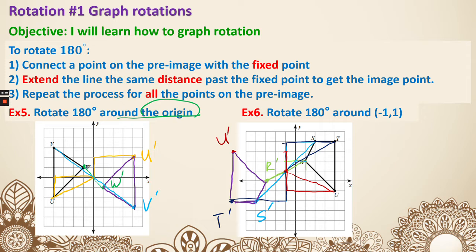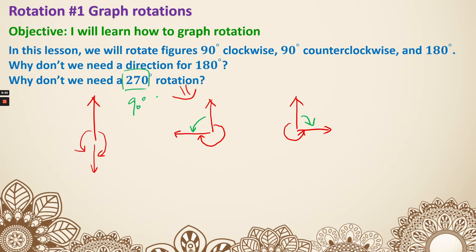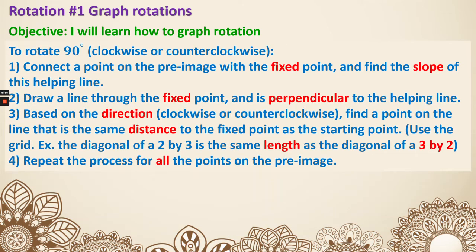Now we're going to go back to actually talk about the perpendicular stuff. So flip back to the previous page. We are going to talk about how to rotate 90 degrees. We're going to involve some things that are very similar to the reflection lesson. We are going to need to use the same distance and the perpendicular slope.